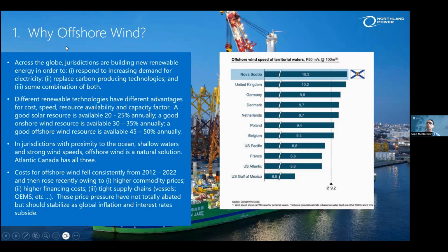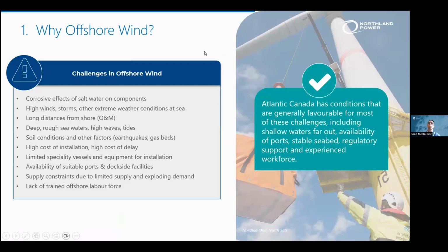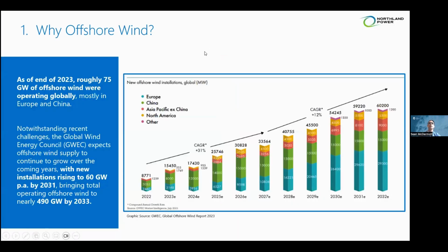Just to put this into context as well, when people might be wondering where Atlantic Canada falls for offshore wind speeds, from this chart you can see that Nova Scotia actually has some of the best offshore winds in the world. I won't spend too much time on this chart. It's just to give some context for offshore wind.